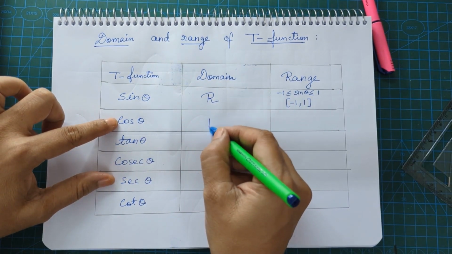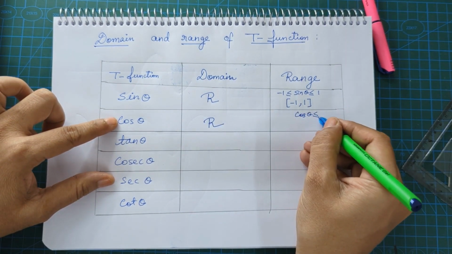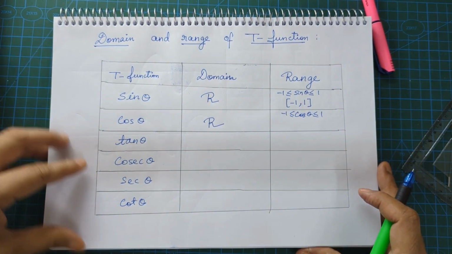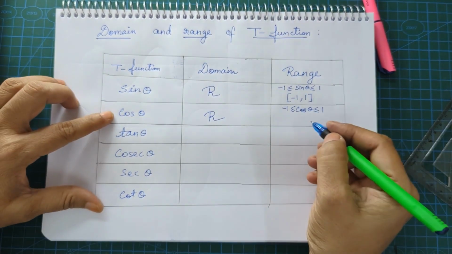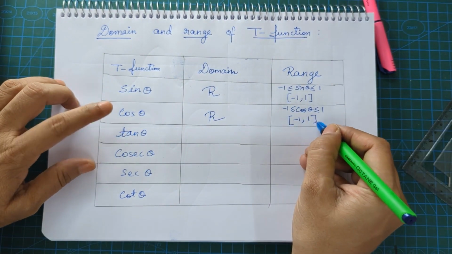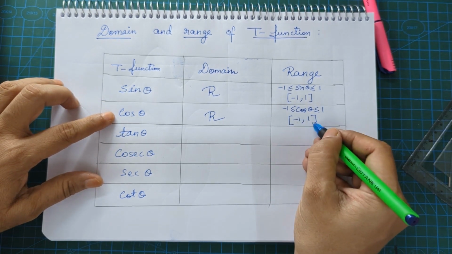Cos of an angle is defined for all real values. Same, cos theta lies between -1 and 1. So you can guess which is the minimum value and which is the maximum value. Then the range of cos is also -1 to 1. Minimum value I said, no? -1, 1 included. That is why the closed bracket.